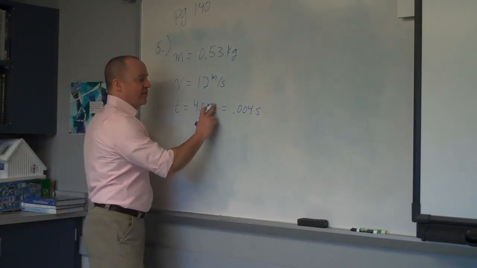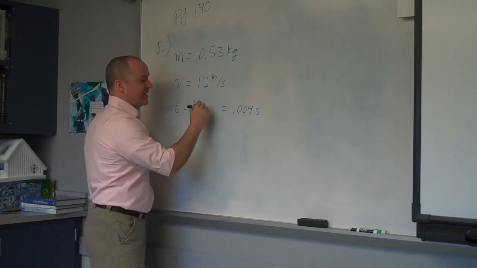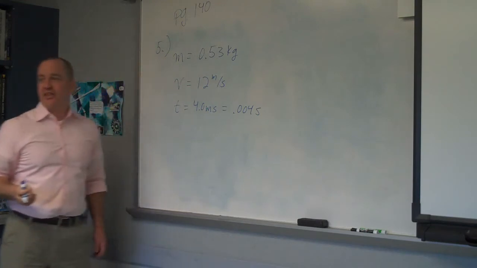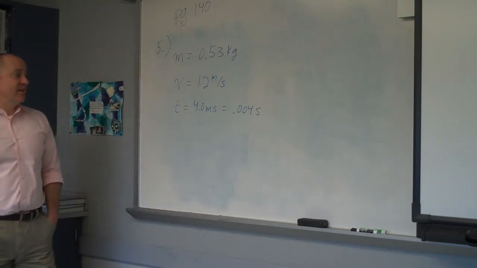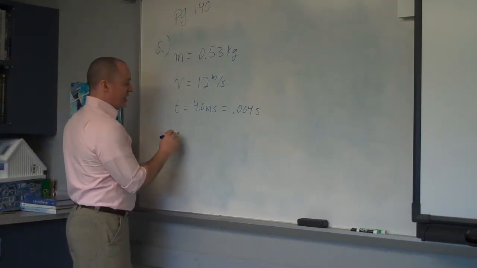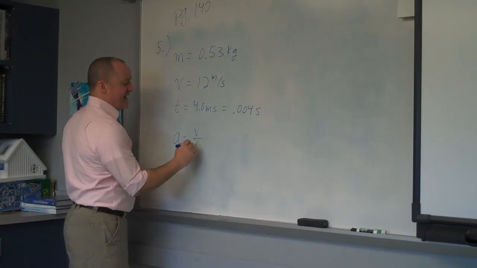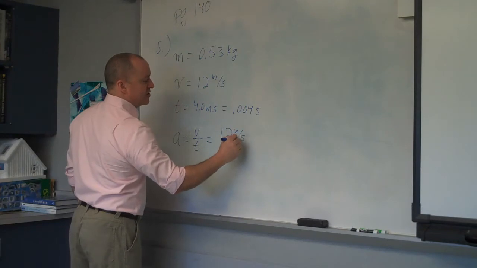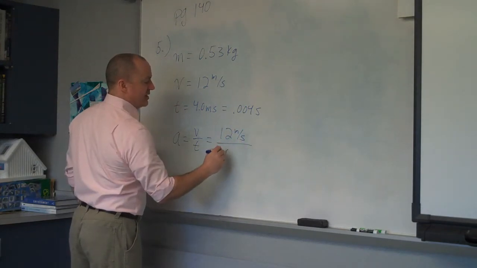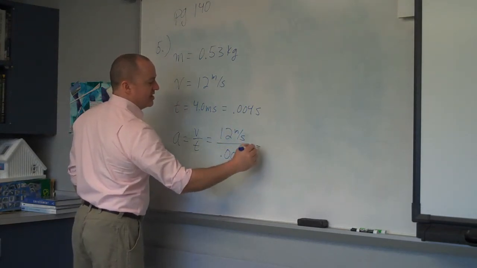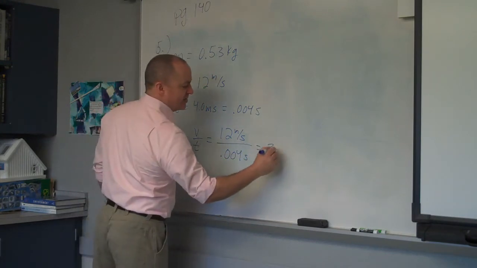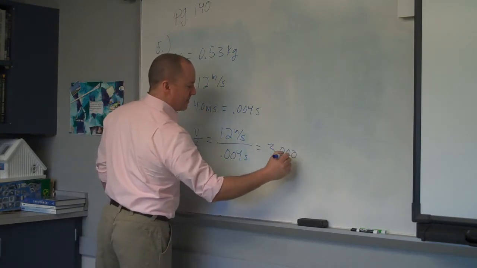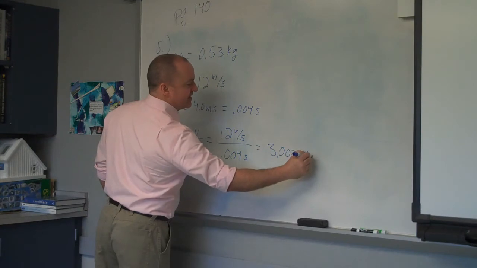Thank you. You're right. With the slash, it's meters per second. Excellent catch, Janan. Thank you. So that's milliseconds. Now the acceleration is velocity over time. So that's 12 meters per second divided by 0.004 seconds. Someone please double check me, but I believe this is 3,000 meters per second squared.